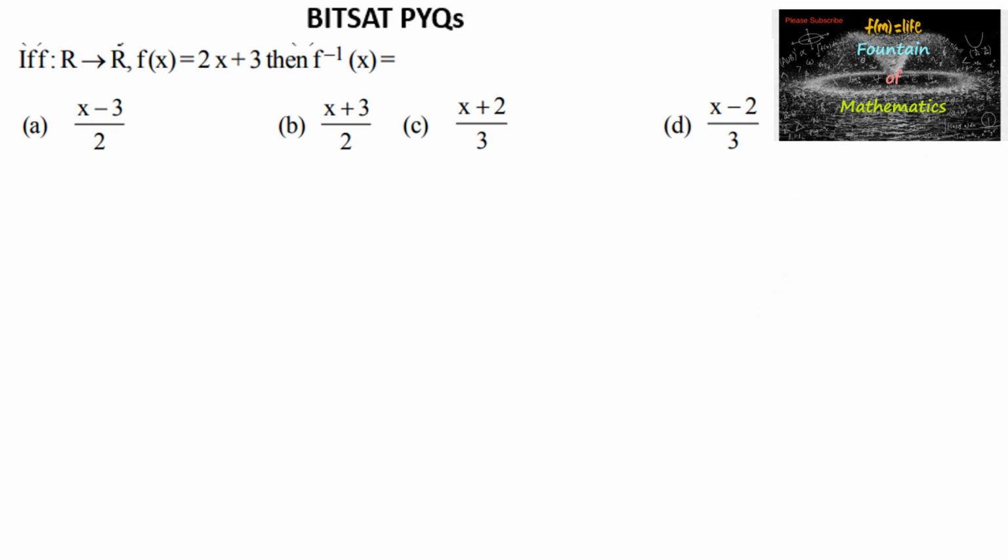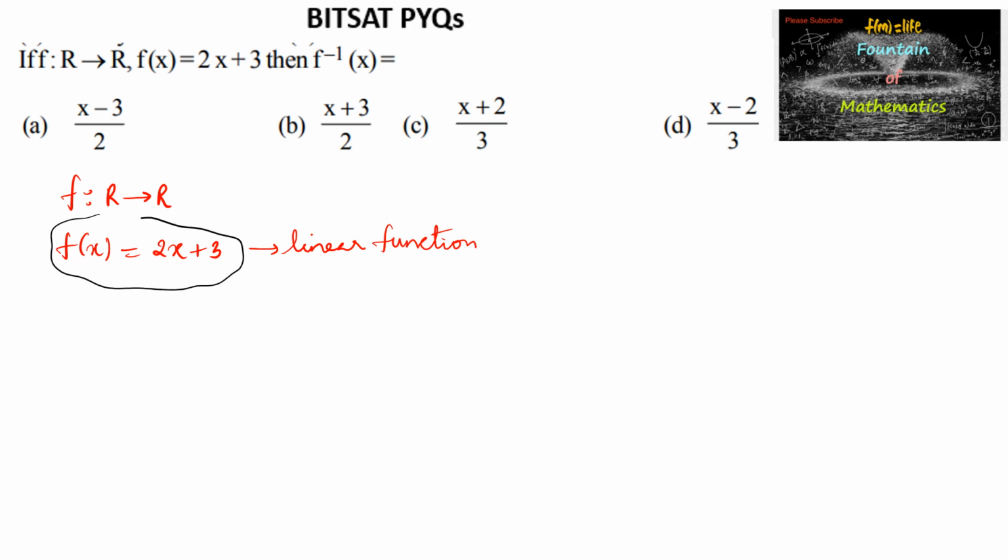If f is a function from R to R, from real numbers to real numbers, defined by f of x is equal to 2x plus 3. 2x plus 3 is a linear function, and since the domain and codomain both are real numbers, we can consider that this function is bijective, which is both one-one and onto. And hence we can say the inverse of the function exists.